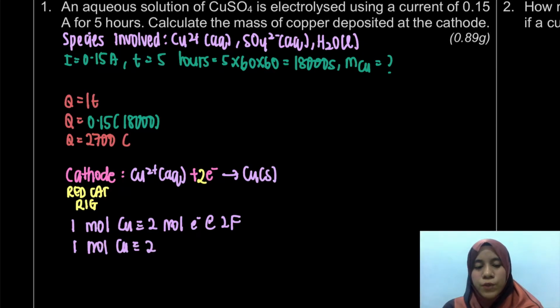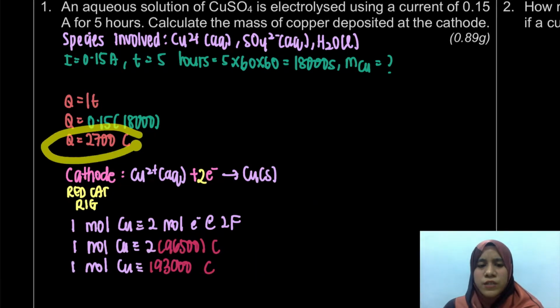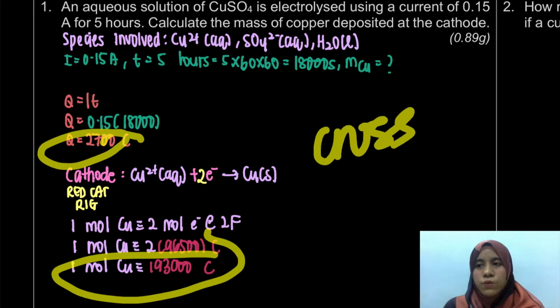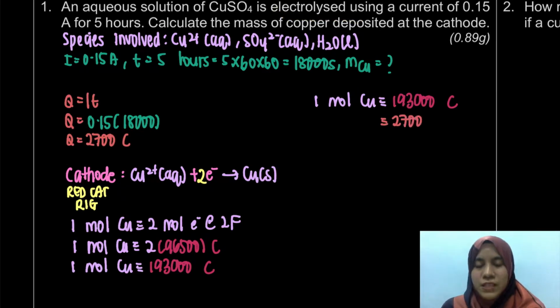So from here, 1 mole is equivalent to 193,000 coulombs. This is for 1 mole, but this is the theoretical one. From the electrolysis, we only got this one, 2,700. So what we should do next is cross multiply to know how many moles are actually involved in this electrolysis. The 193,000 is theoretical.